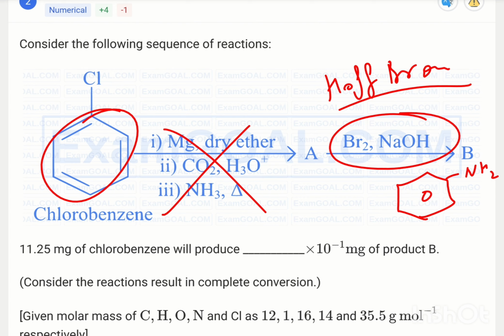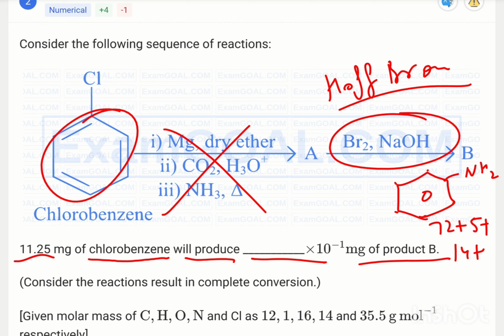Consider the following sequence of reactions. 11.25 milligram of chlorobenzene will produce dash into 10 to the power minus 1 milligram of product B. What is the molecular mass of B? Use stoichiometry. It has 6 carbons, so 72, plus 5 plus 14 plus 2. So it will be 72 plus 14, that is 86. 86 plus 7, 93. Okay, we are done.